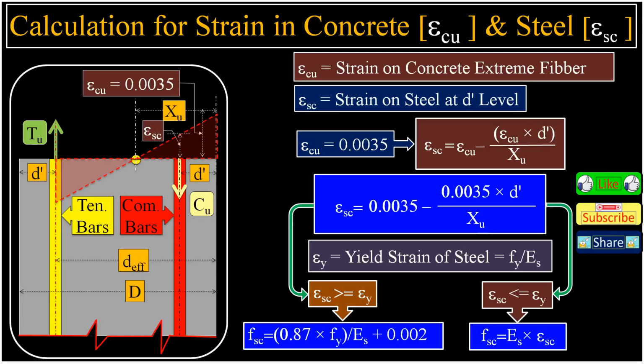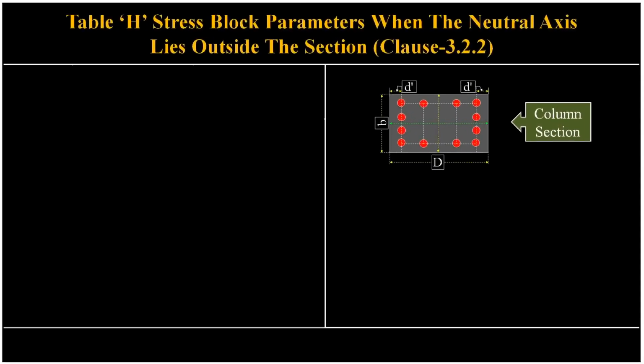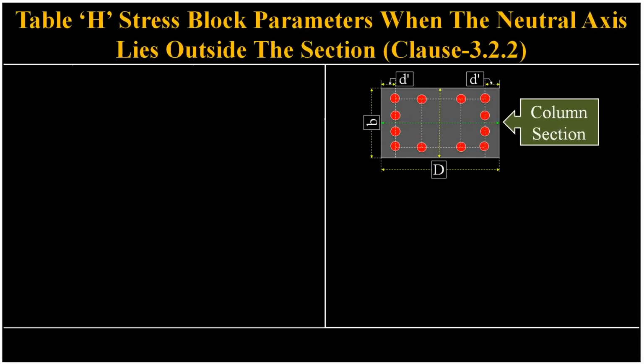Now let's move to the next slide. Title of this slide is Table H, Stress Block Parameters when the neutral axis lies outside the section. In our previous slides, we assumed the neutral axis, xu, fell within the column depth, d.